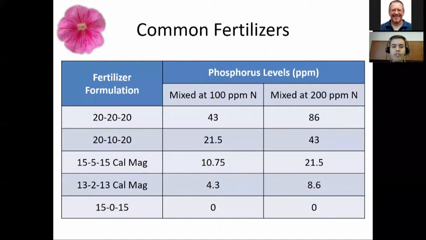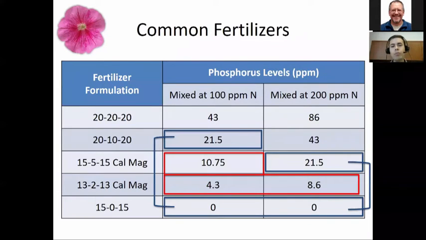Here, I just wanted to show you this chart of a couple of different common fertilizer formulations and the amount of phosphorus that they provide when mixed at 100 to 200 parts per million nitrogen. So if you look at that top row, 20-20-20 at the top there, when mixed at 100 parts per million nitrogen, provides 43 parts per million phosphorus, or 86 parts per million when mixed at 200 parts per million nitrogen. So I just said a minute ago that I recommend typically 5 to 10 parts per million for most greenhouse crops. So obviously that 43 to 86 parts per million is far greater than you're going to want for most crops.